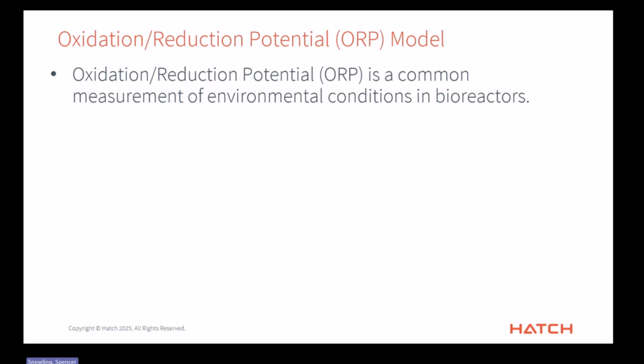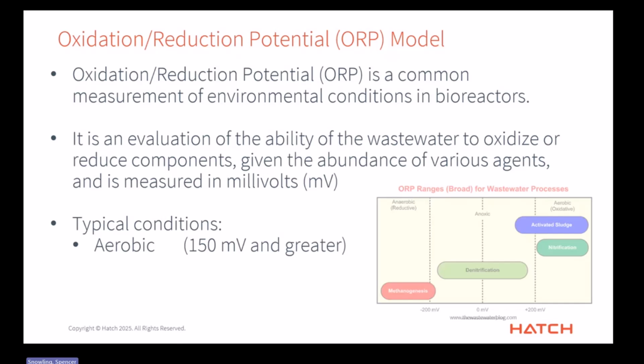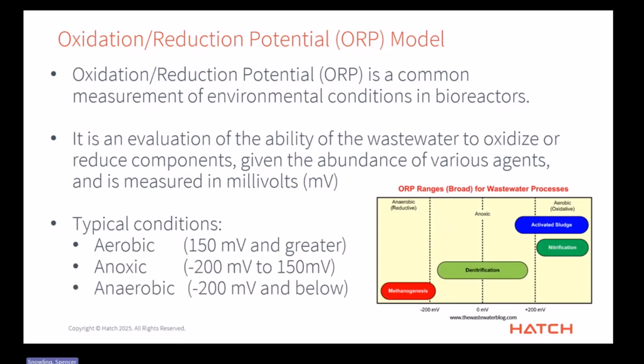So just as a really quick refresher, the ORP is a common measurement that you can make of a particular reactor, and it is a measurement of the constituents of the wastewater to understand the amount of reducing or oxidizing agents that are there. Essentially, it's a measurement of electron acceptors and donors. The most important part is not that detail, but how is it useful to me? It is a measurement of whether something is an aerobic environment, an anoxic environment, or an anaerobic environment. Cutting to the chase, this is the kind of thing that most people want to be able to predict with the model in some measurement or another.